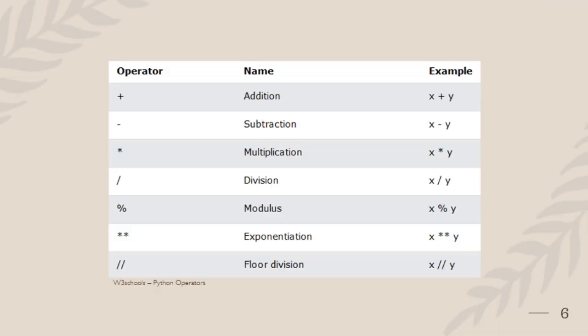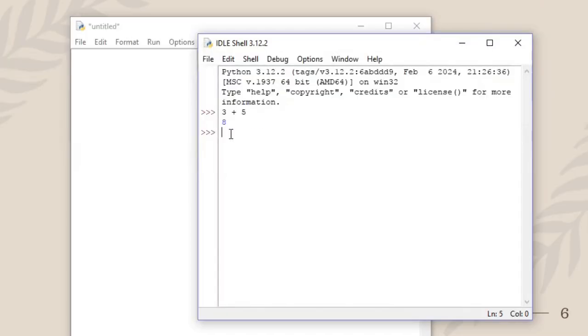Here are some of the operators that you can use. So for example, if I want to do 3 multiplied by 4, or 4 multiplied by 3, it should give us 12. Lovely.